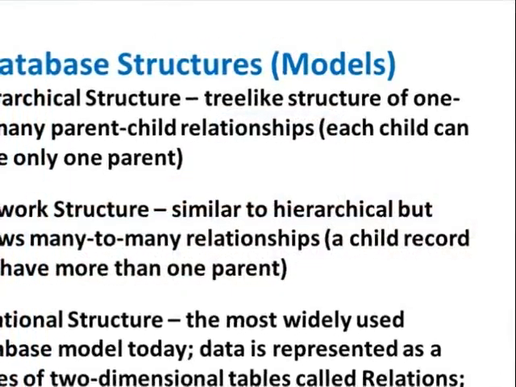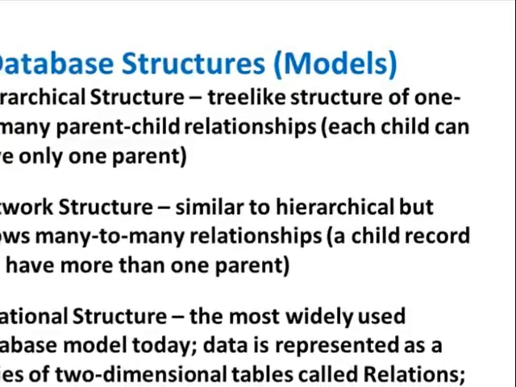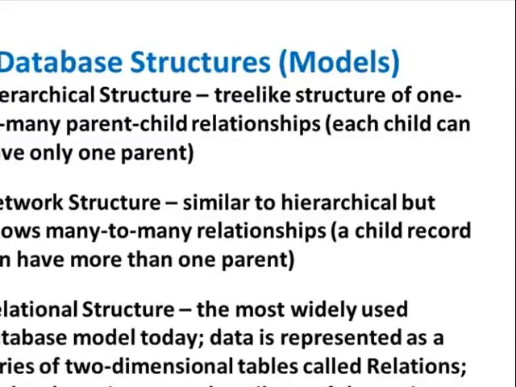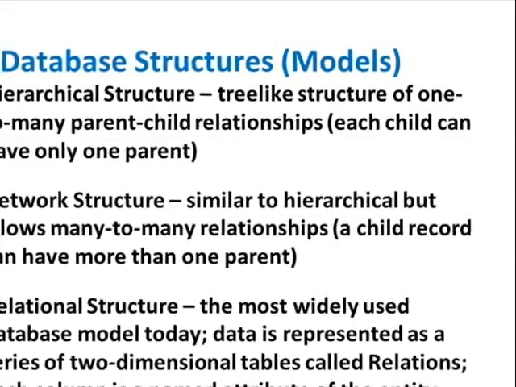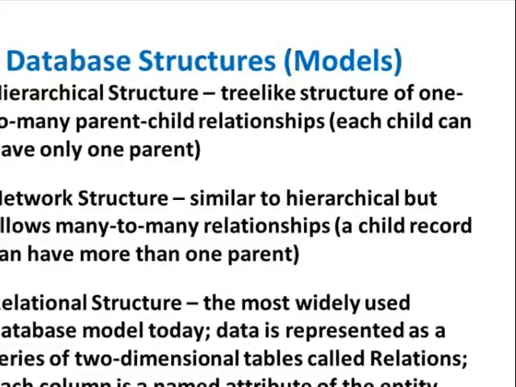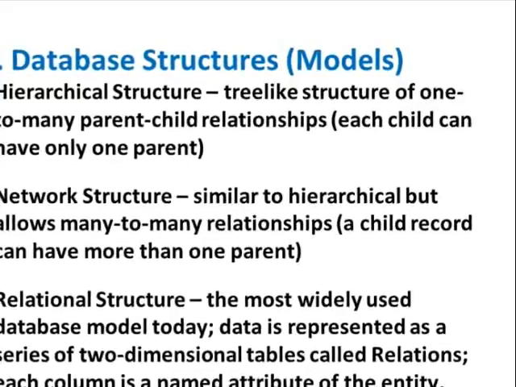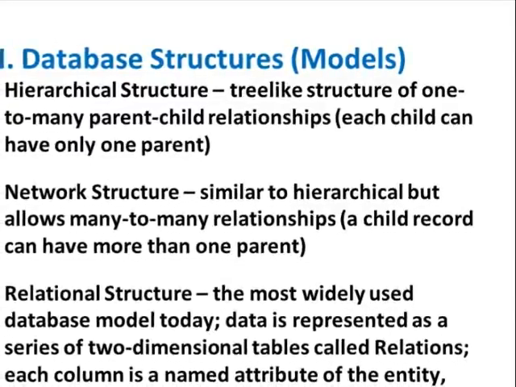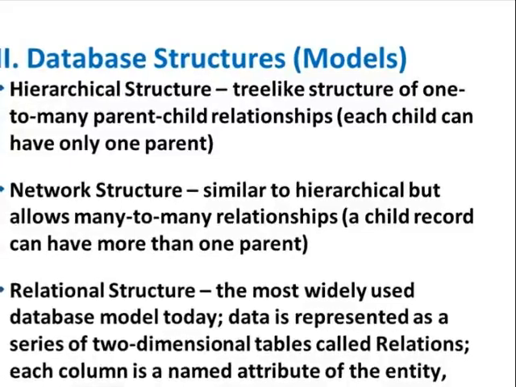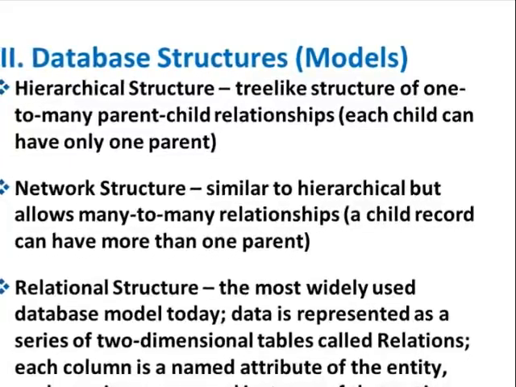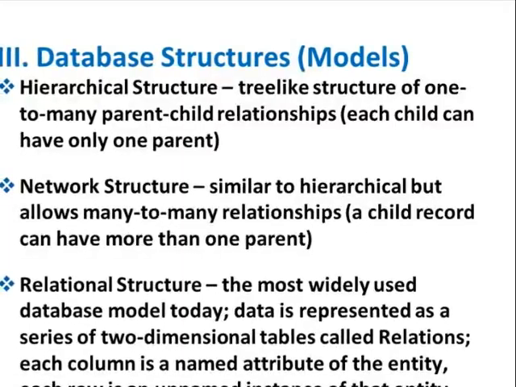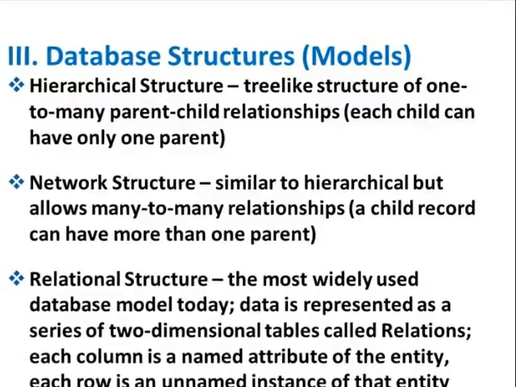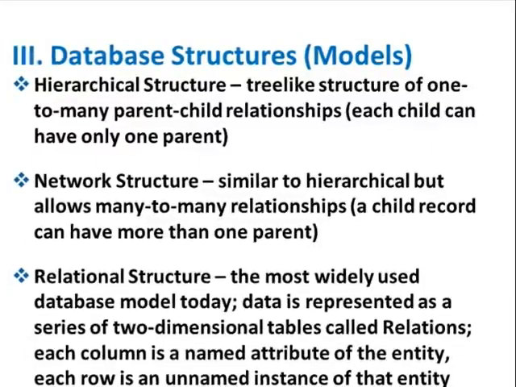There are multiple types of database structures. One of the first database structures is called the hierarchical structure. This is a tree-like structure of one-to-many parent-child relationships where each child can only have one parent. This is one of the very first database structures developed, and it's not used very much today. The second type of database structure is the network structure. It's similar to the hierarchical, but allows for many-to-many relationships, or a child record to have more than one parent. This was more powerful and is still used in some rudimentary programs where simplicity and speed is required.